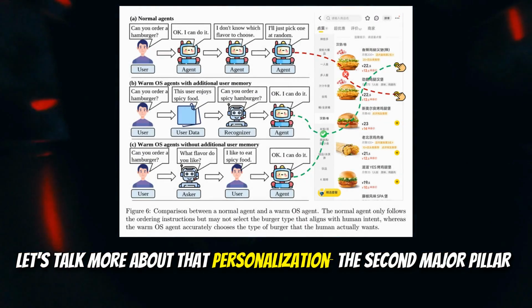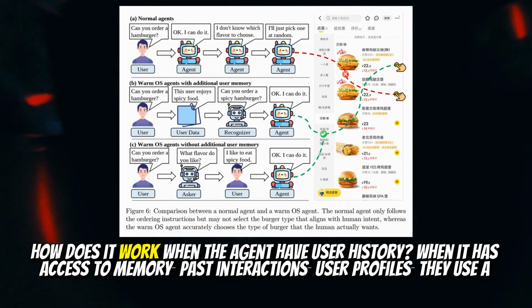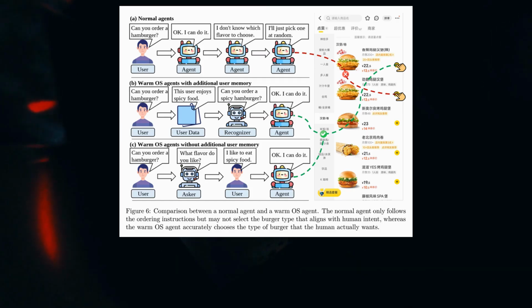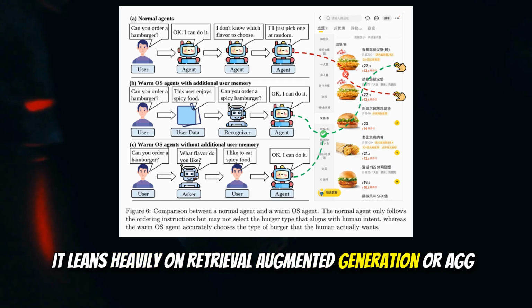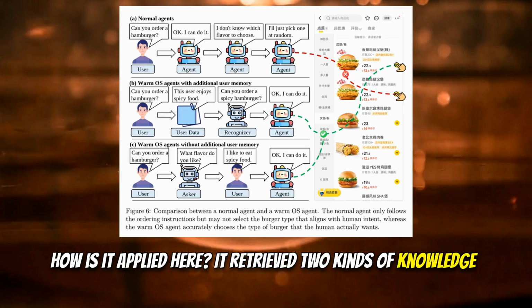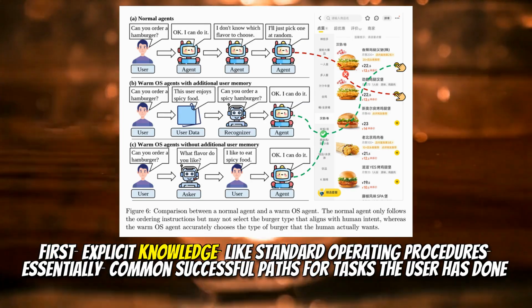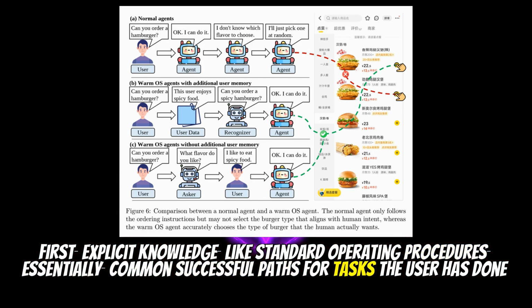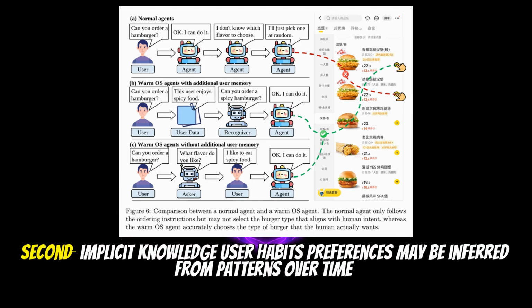Let's talk more about that personalization, the second major pillar. How does it work when the agent has user history? When it has access to memory, past interactions, user profiles, they use a framework they call personalized user intent recognition. It leans heavily on retrieval augmented generation, or RAG. Again. How is it applied here? It retrieves two kinds of knowledge. First, explicit knowledge like standard operating procedures, essentially common successful paths for tasks the user has done before. Second, implicit knowledge: user habits, preferences, maybe inferred from patterns over time.